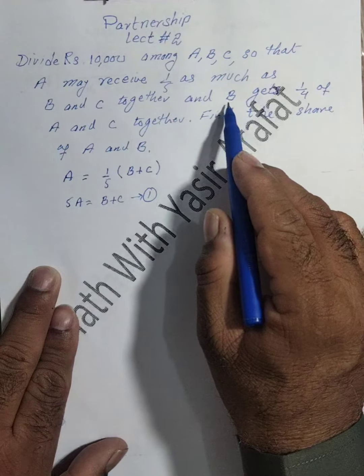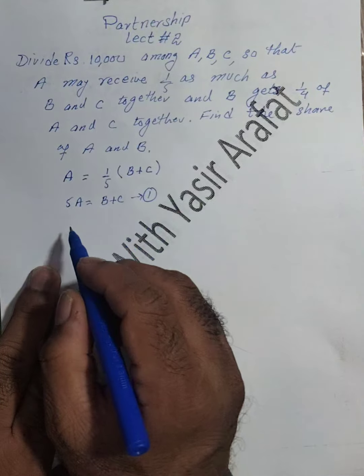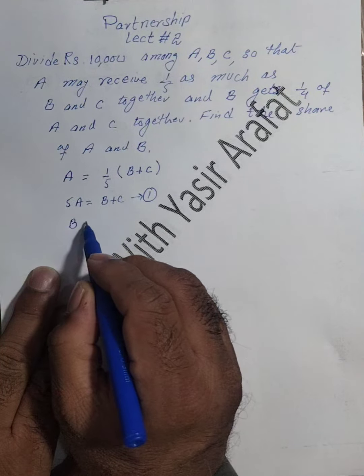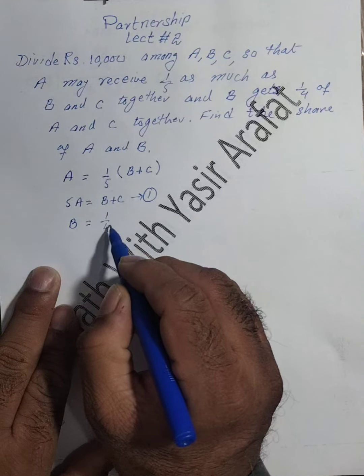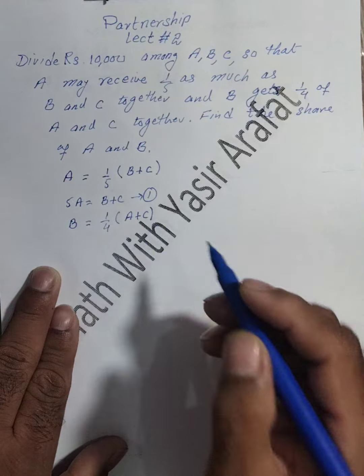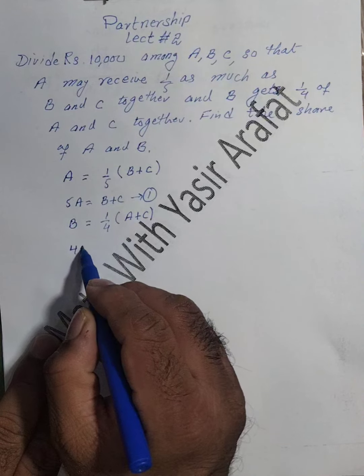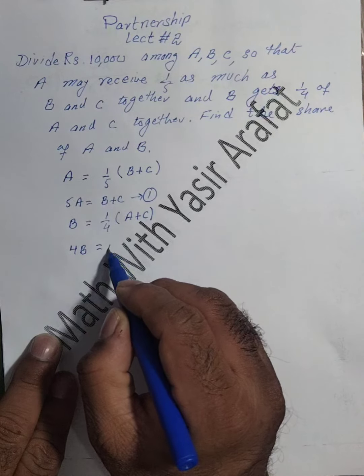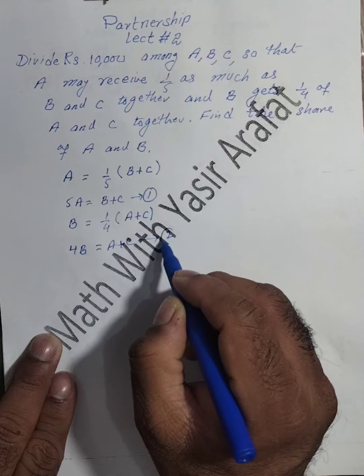Now here, B gets 1 upon 4 of A and C together. That means B is equal to 1 upon 4 of A and C together. So we have to shift this 4 here. So this is 4B, it is equal to A plus C. This is, say, equation number 2.